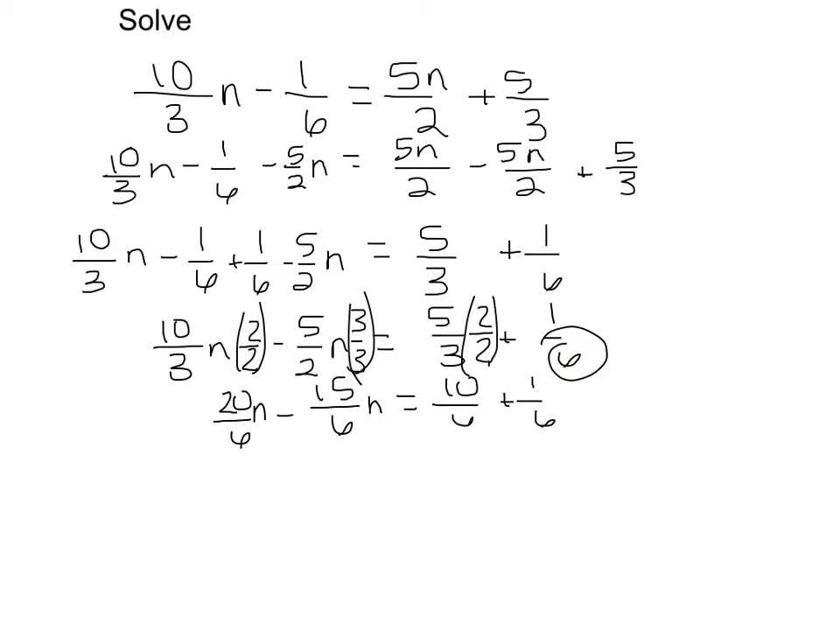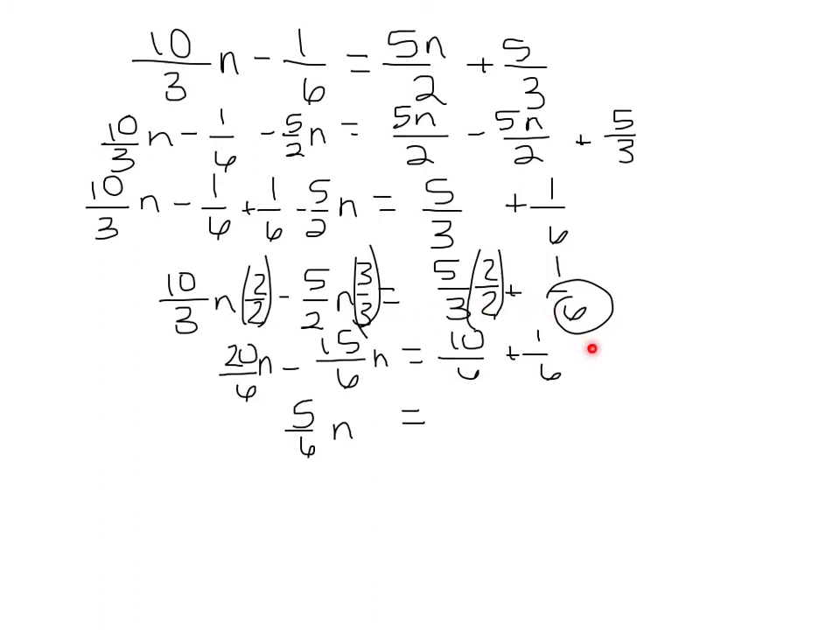The 20/6 minus the 15/6 will give me 5/6. Then the 10/6 plus the 1/6 will give me 11/6. Remember, the denominator stays the same. You just add and subtract the numerators.